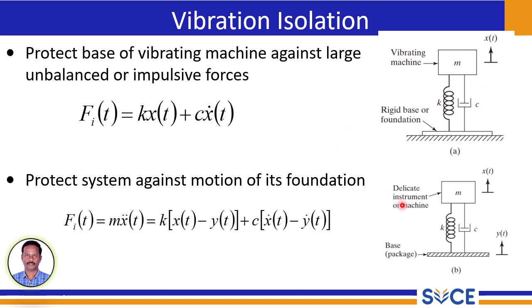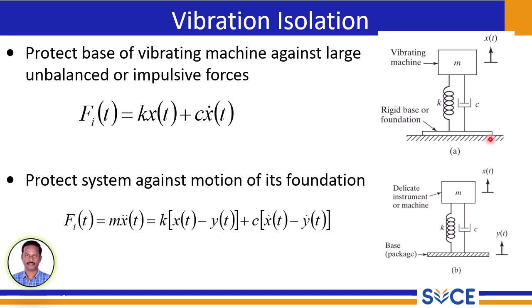In this diagram here, we have a vibrating machine of mass m mounted on a rigid base or foundation through an isolator, which is represented by a spring with stiffness K and a damper with coefficient C. Then the force transmitted to the rigid base is the force exerted by the isolator itself. This force is composed of two components, spring force and damping force. The goal of effective vibration isolation in this case is to minimize transmitted force to protect the foundation.